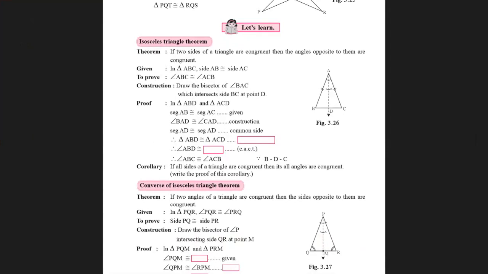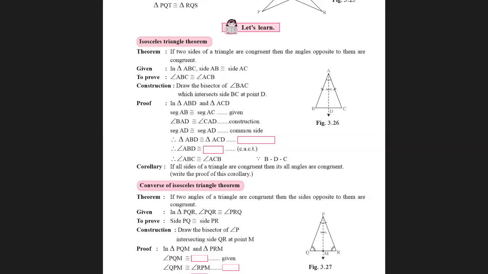ACB. So if you have sides AB and AC congruent to each other, the theorem states that the angles opposite to these two sides, which are angle ABC and angle ACB, we have to prove that these two angles are congruent. Okay. So for construction, we draw the bisector of angle BAC, which intersects the side BC at the point D.